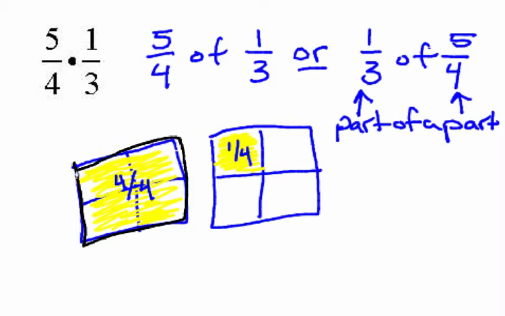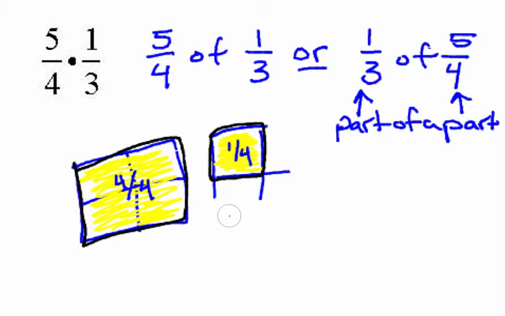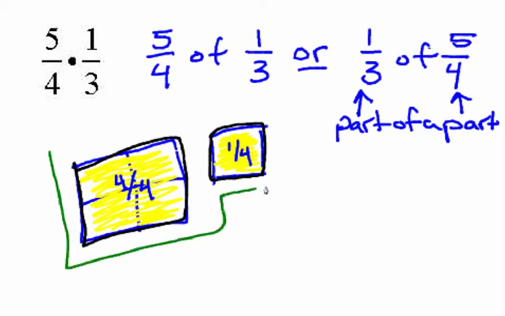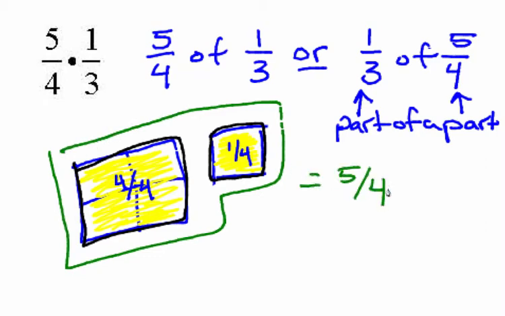So between this and this, those are my 5/4 of stuff. So I'm actually going to erase this extra block over here, these extra blocks. And this represents my total 5/4, right? This is 5/4. And we need to take 1/3 of that.